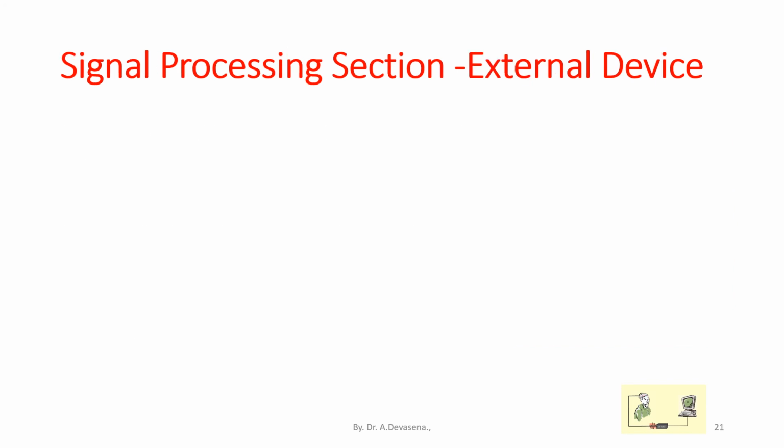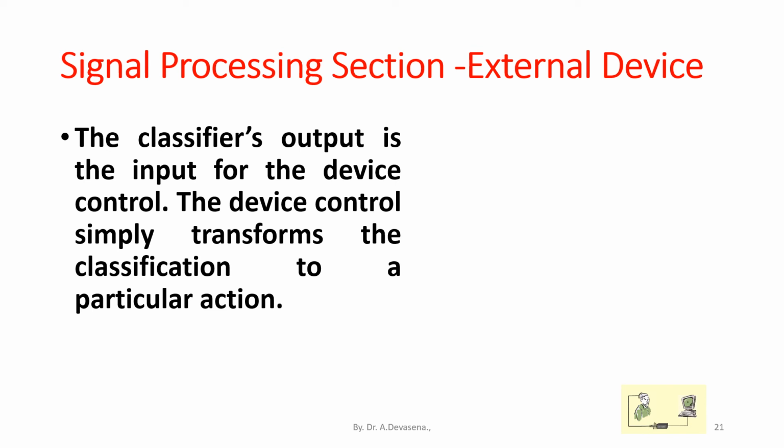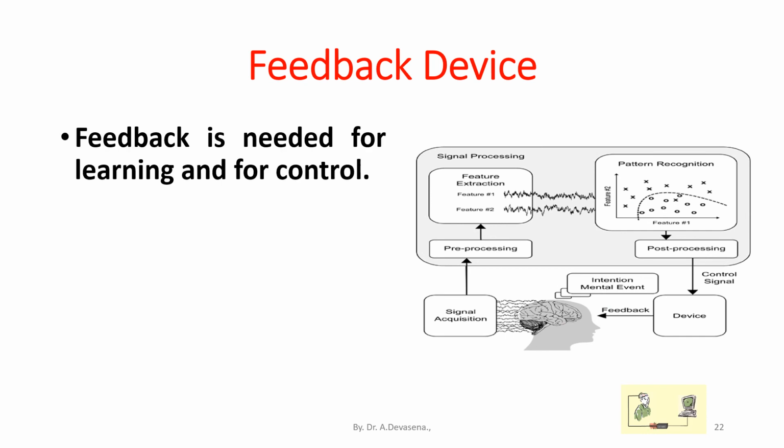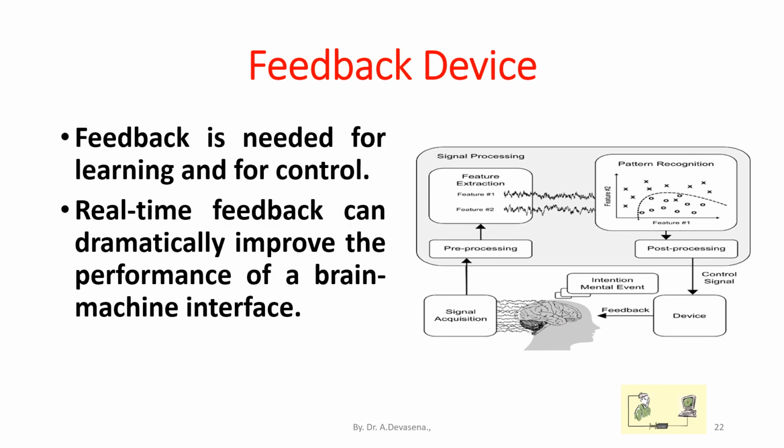External device portion. The classifier's output is the input for the device control. The device control simply transforms the classification to a particular action. An example is a robotic arm. Here is the representation. Feedback device. Feedback is needed for learning and for control. Real-time feedback can dramatically improve the performance of the brain-machine interface.